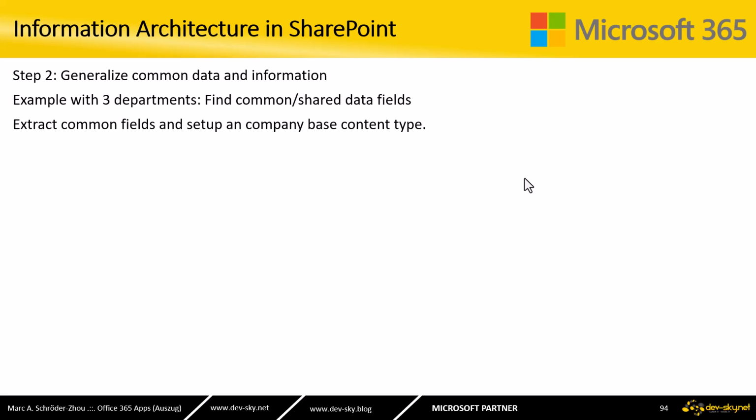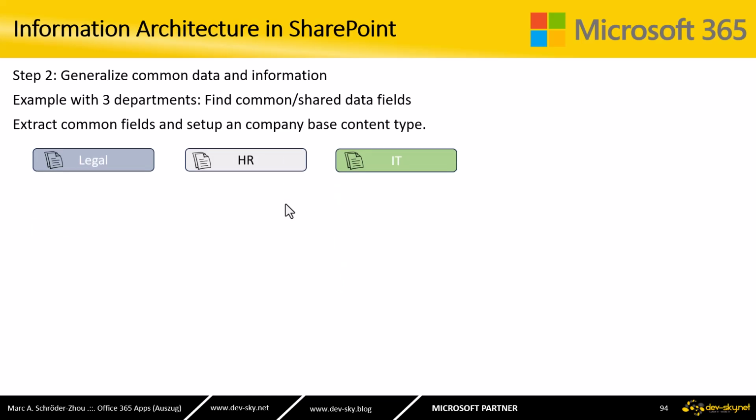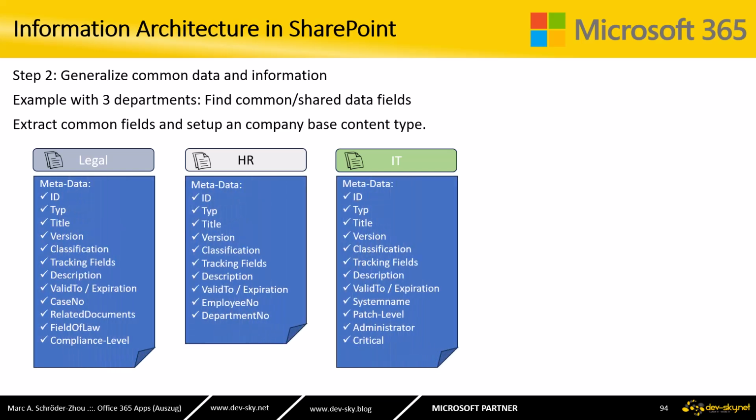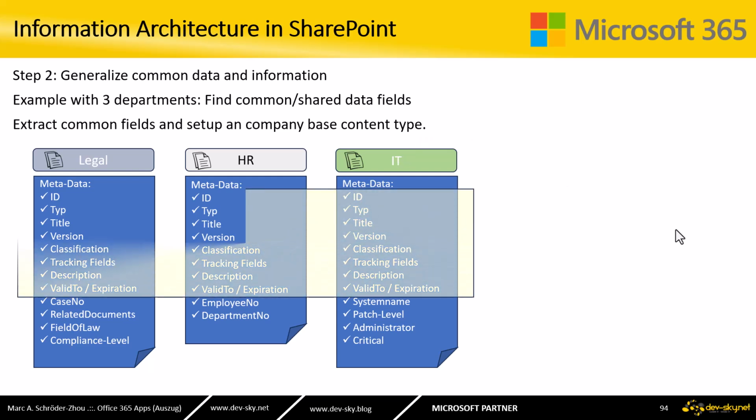Step 2. Generalize the information. With information from step 1, it is possible to find out common metadata fields and how they relate to documents. In this example, I'm using only the following 3 departments to demonstrate this process. Here you can see all found metadata fields for each department. And you can see some of these metadata fields are shared across all documents.